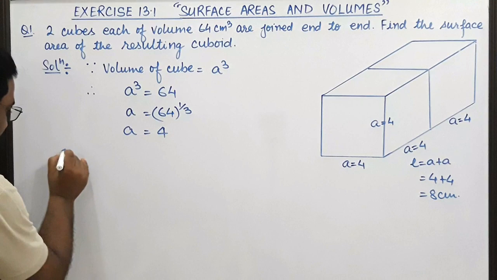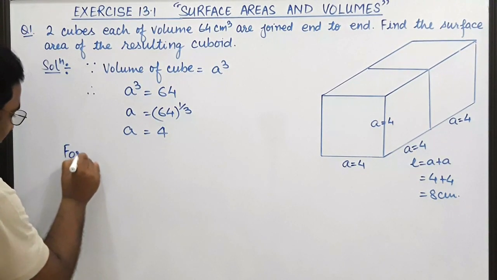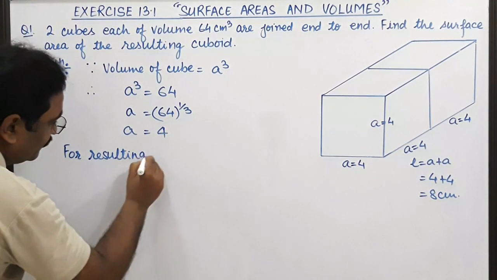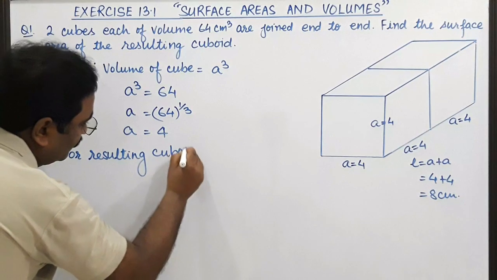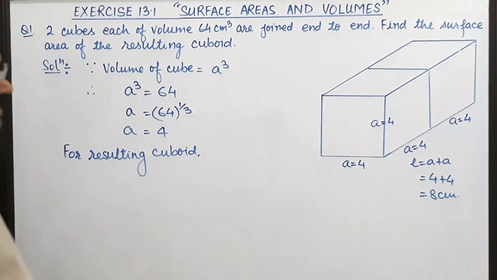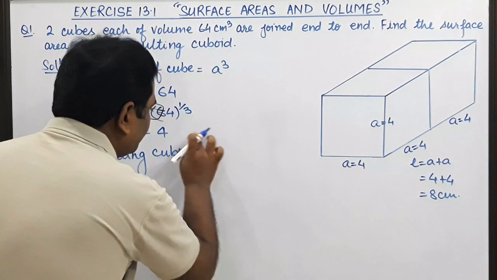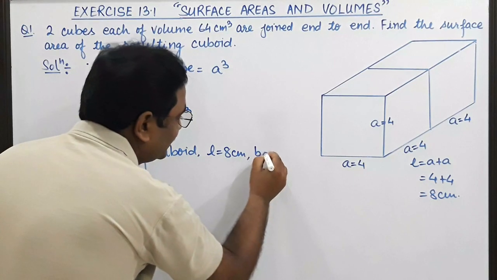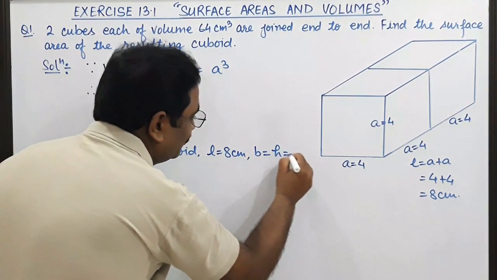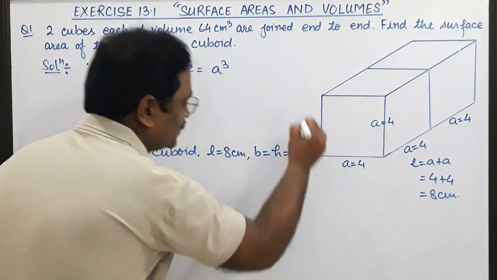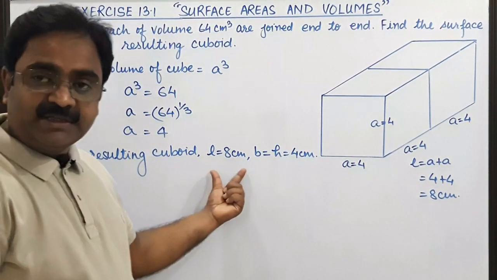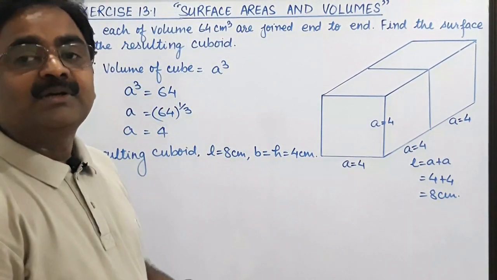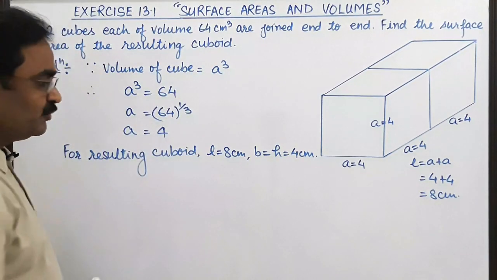So for the resulting cuboid, length is equal to 8 centimeter, breadth and height, they both are equal to 4 centimeter. Now let us find out the total surface area of this resulting cuboid.